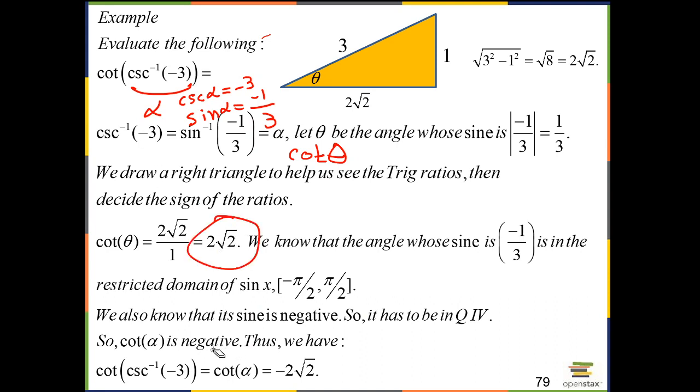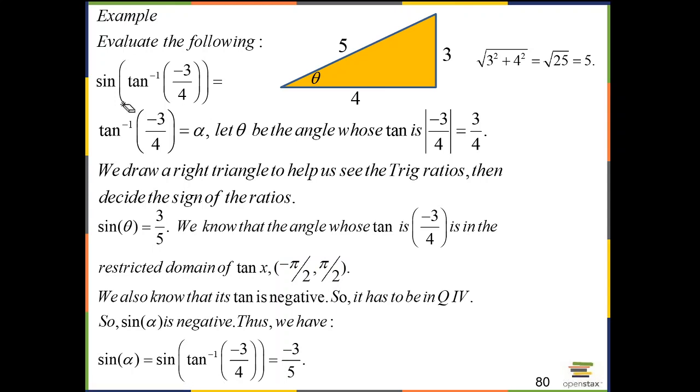Then we figure out what the sign is based on where alpha is, which quadrant it is in. And we figure out that it has to be negative. So it's -2 square root of 2. Let's do one more. So sine of tangent inverse of -3/4. Again, we think of alpha to be what? Alpha is an angle whose tangent is -3/4. Now we're going to think of theta as an angle whose tangent is +3/4.